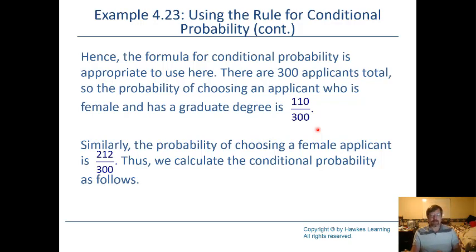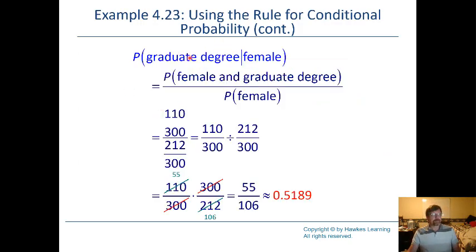Same thing, we've got the probability of choosing female applicants in general is 212 over 300. So our conditional probability is choosing a graduate degree after having chosen female. There we are, female and a graduate degree divided by probability female. So that's this. You can cancel out the 300s.